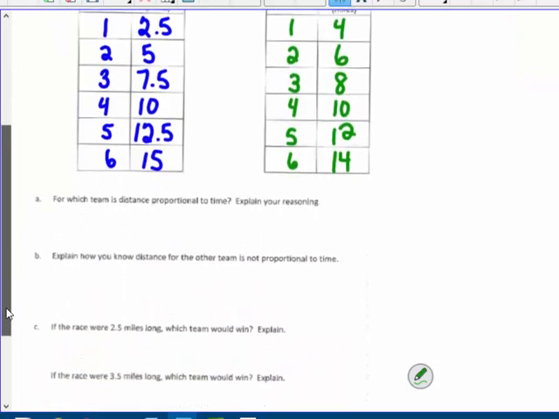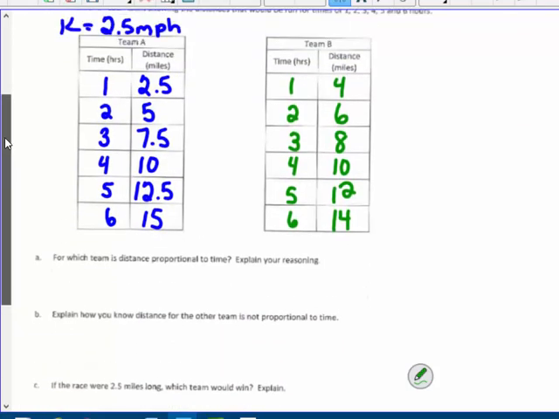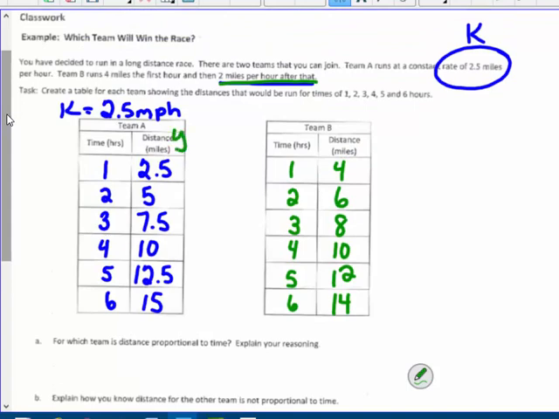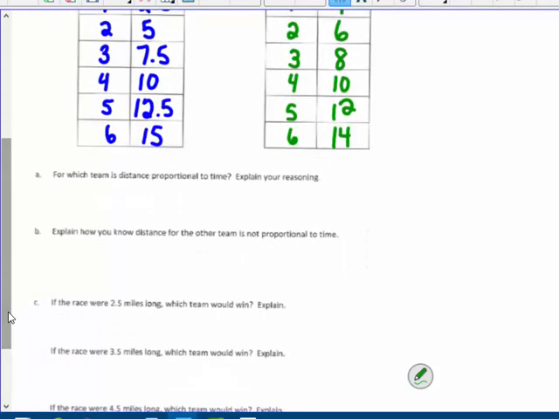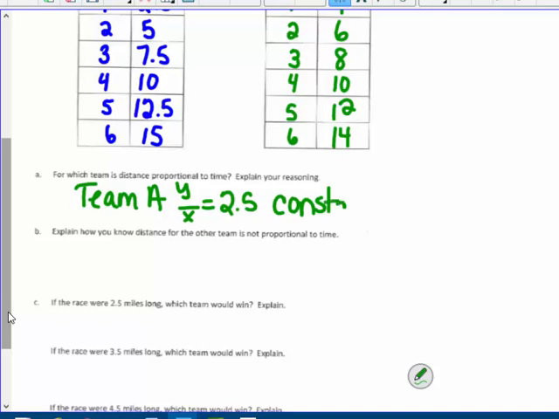For which team is distance, that's the y here, by the way, for which team is distance proportional to time? Team A. Every time y divided by x equals 2.5. It has a constant rate. They told us that right at the beginning.